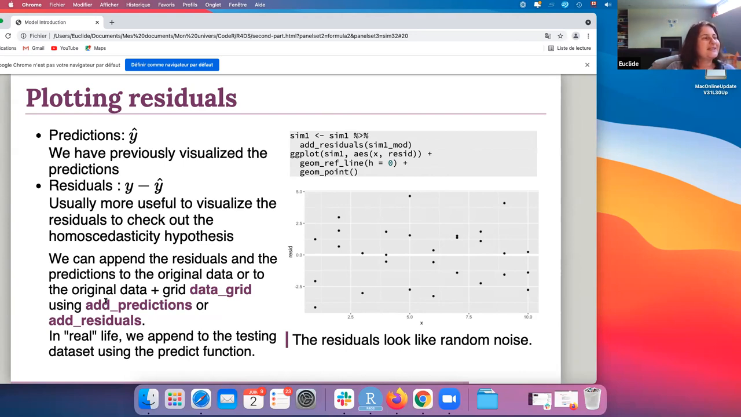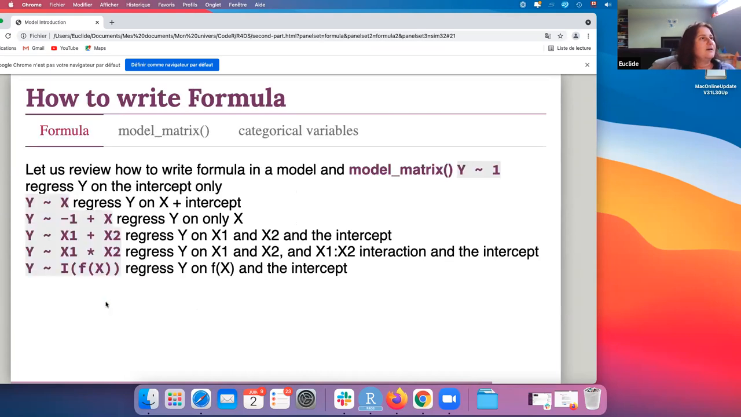But it's not exactly what we do in real life. I've never used this function, because in real life you don't work on this data. You work on the data you have kept outside and didn't use for your model. You do that not on your training data set, but on your testing data set.